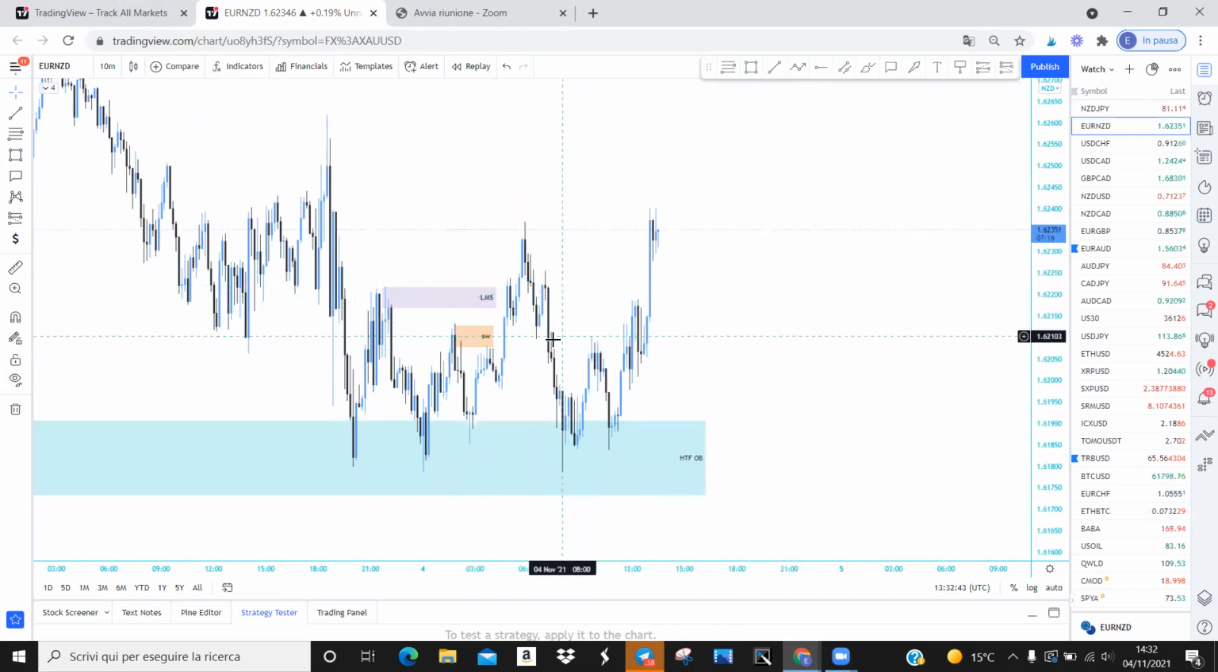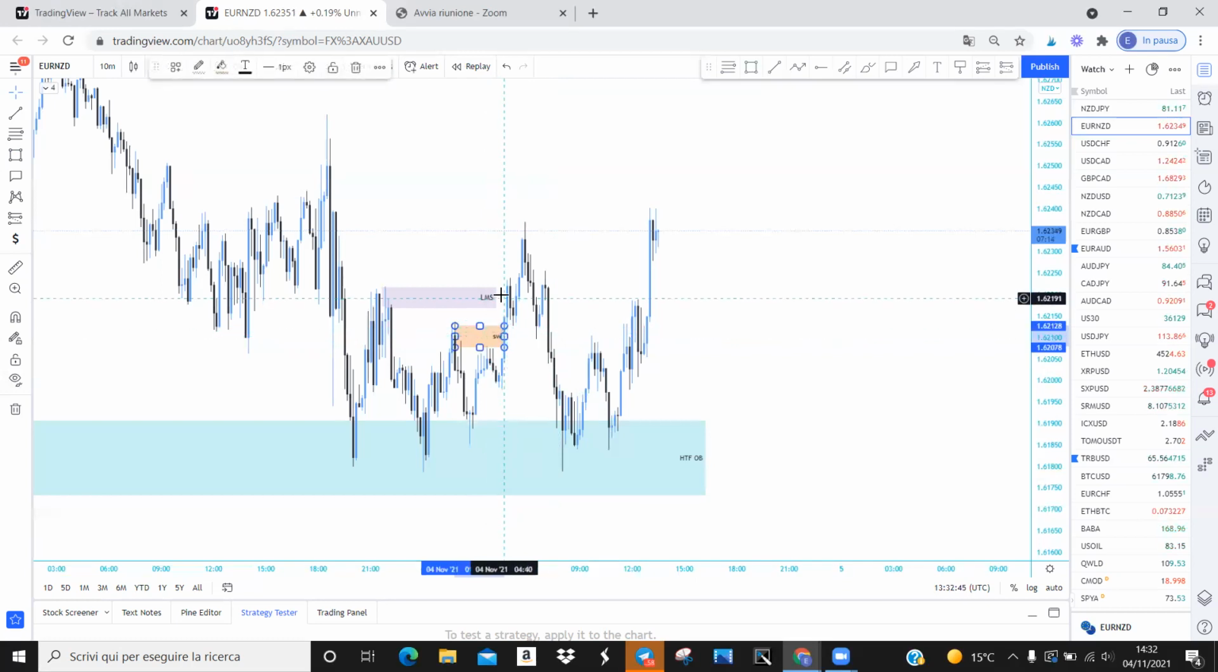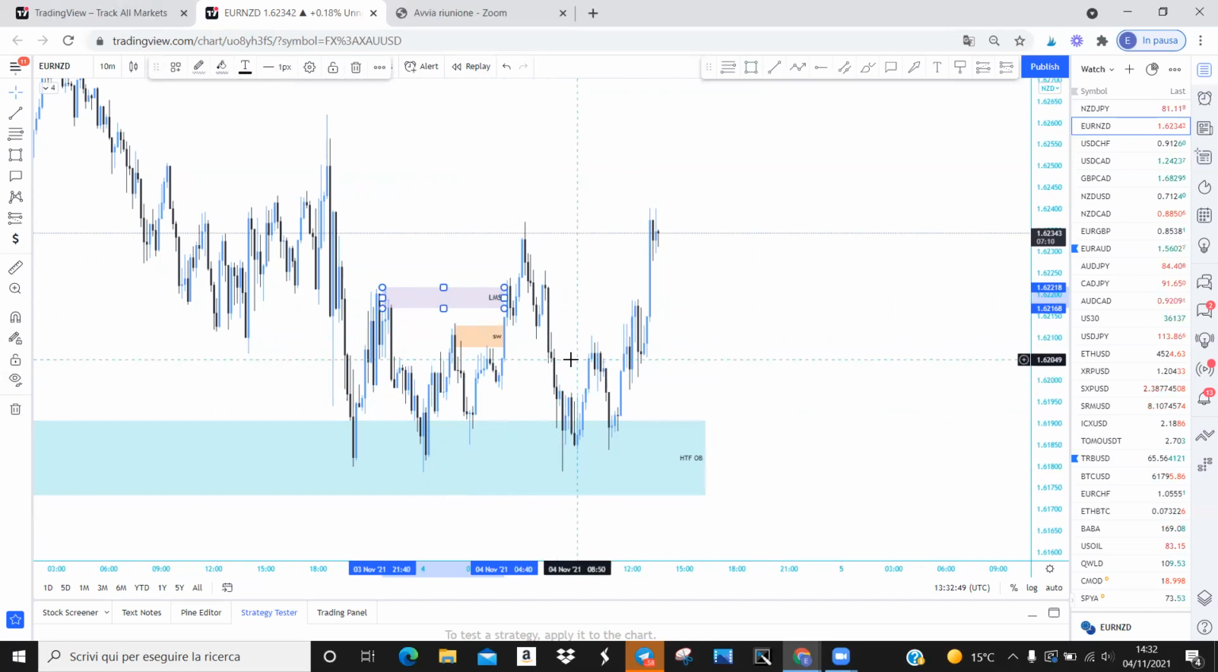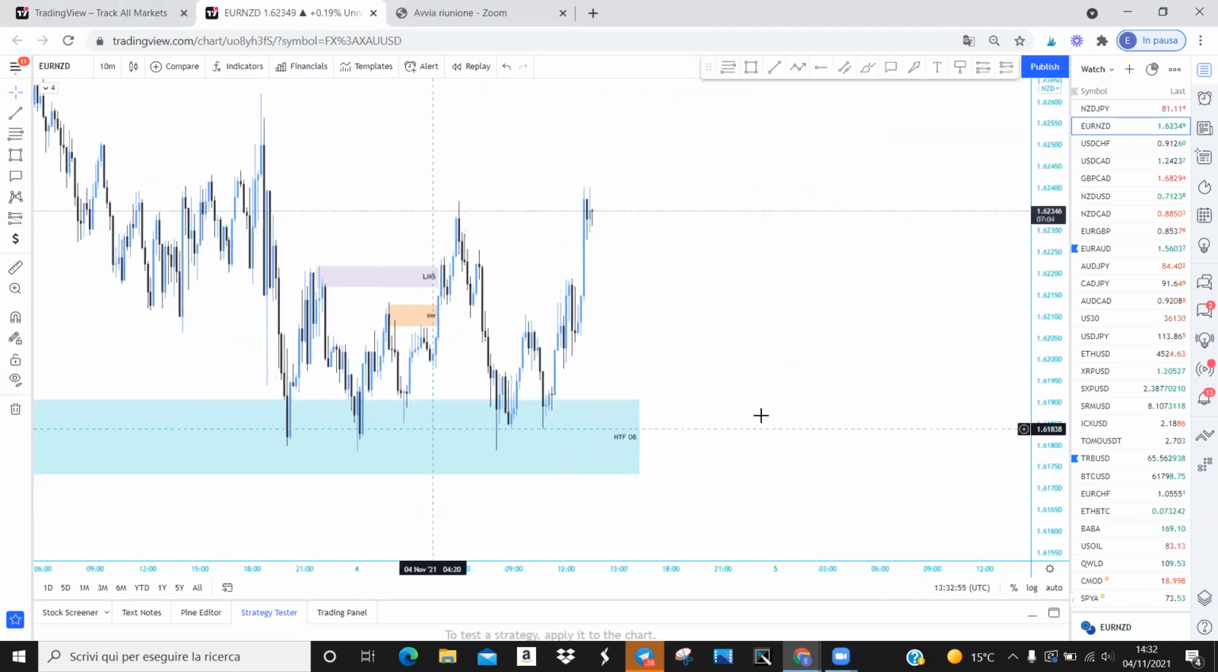Now, how to use these areas will be included. Right now, I'm just showing you the colors and the boxes so you can get used to it and you can understand the terminology. So these are all the boxes.